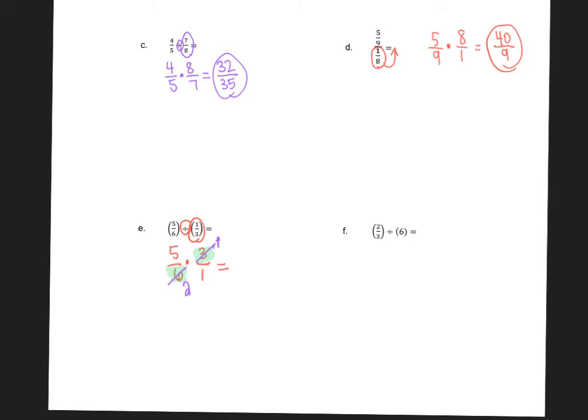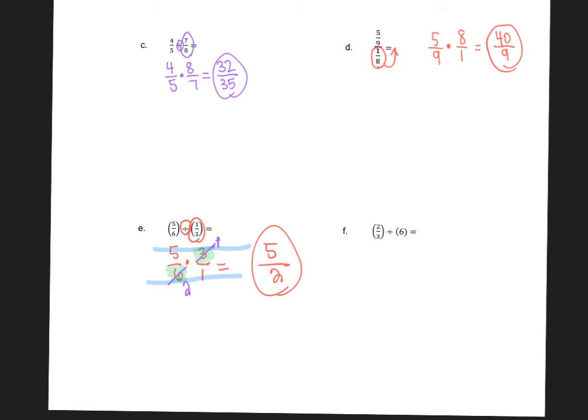And then we can multiply straight across. Remember, at the end, we still want to multiply straight across. So 5 times 1 is 5. 2 times 1 is 2. And we simplify if we can, but we can't. We are allowed to keep it as an improper fraction, so we're done.